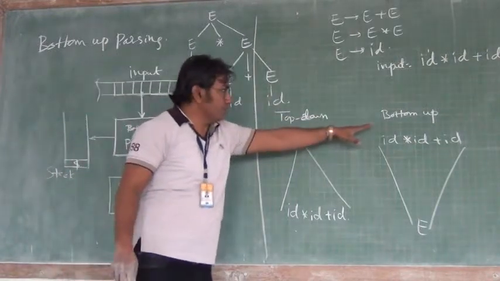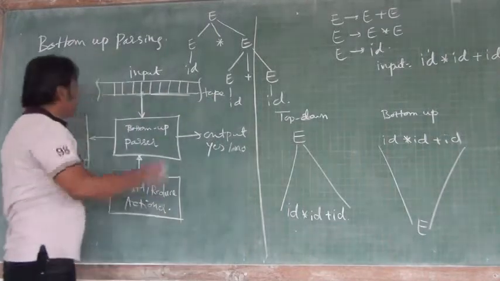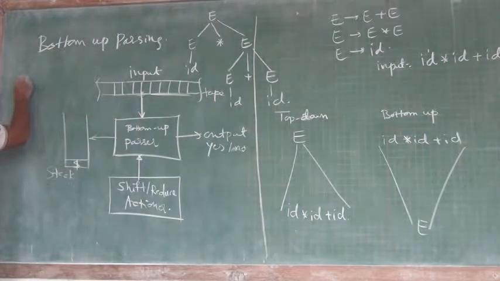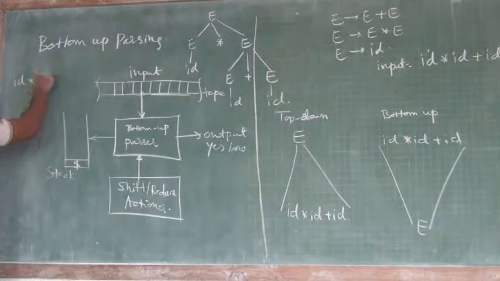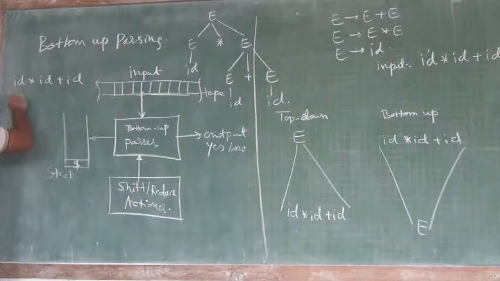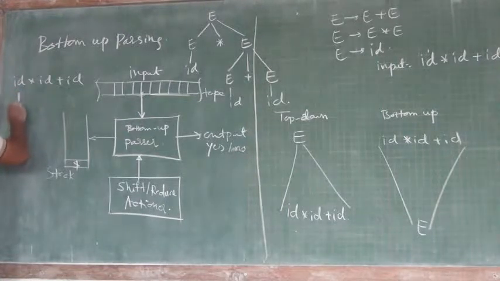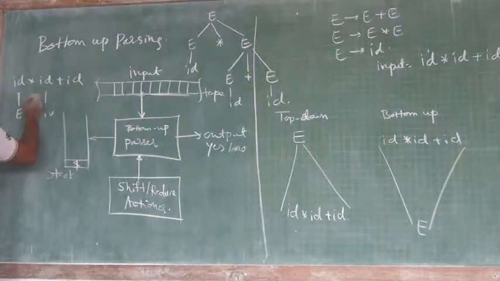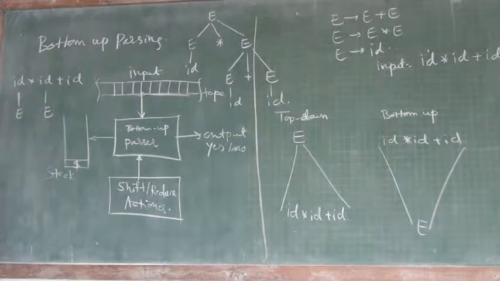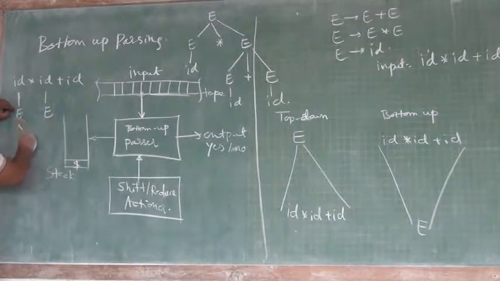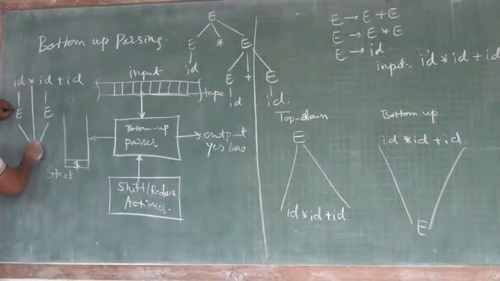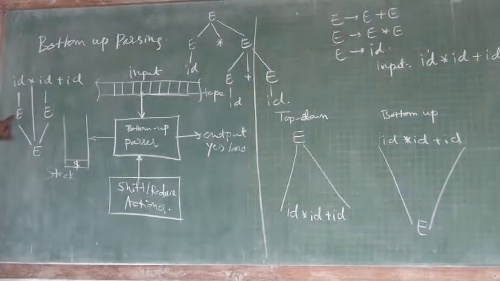What we need to do in the bottom-up approach is exactly opposite. So we start with id star id plus id. So what we do, this id I replace by E in reverse way. id to E, and this, and this, E implies E star E. Okay.